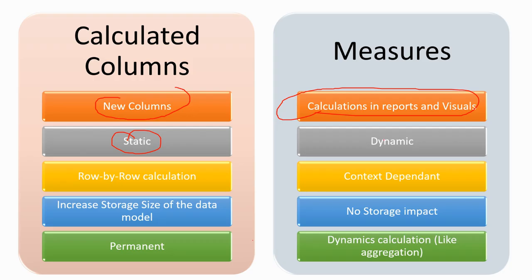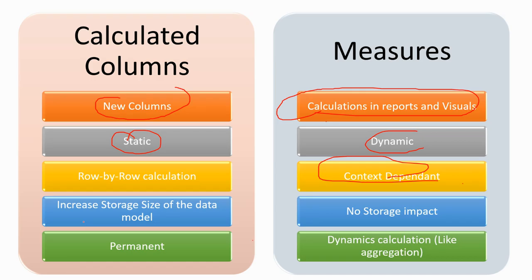But measures can be dynamic. Measures are calculated on the fly whenever used in a report or visualization, so values change based on the context, like filters or slicers. Calculated columns are row-by-row calculations, created for every row individually, whereas measures are context dependent.